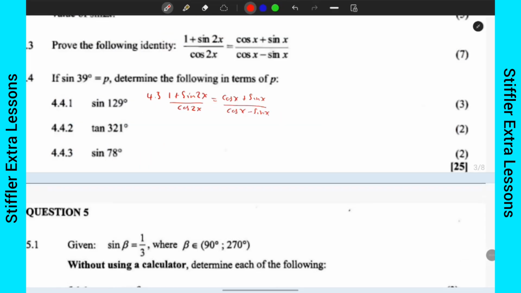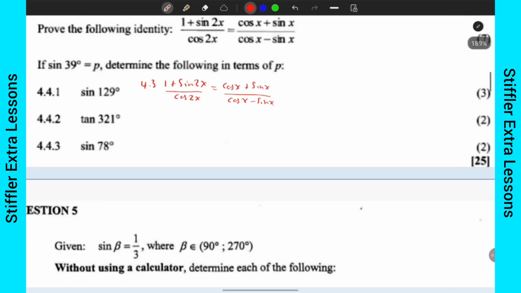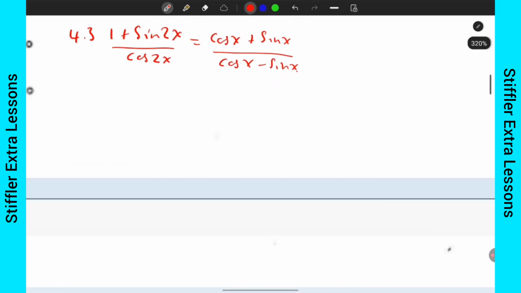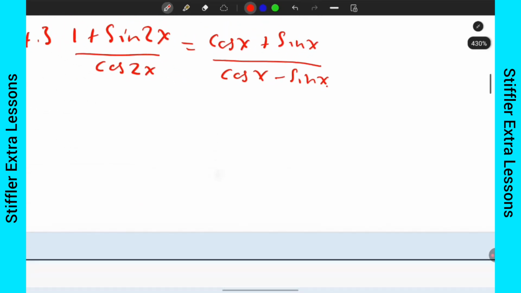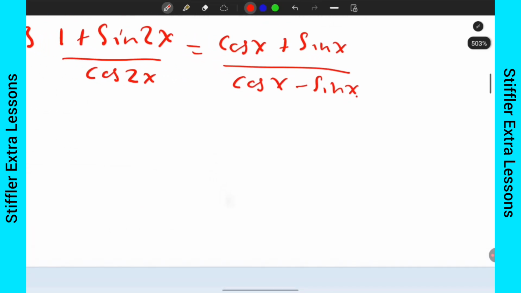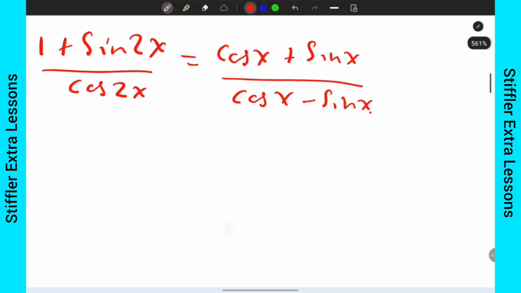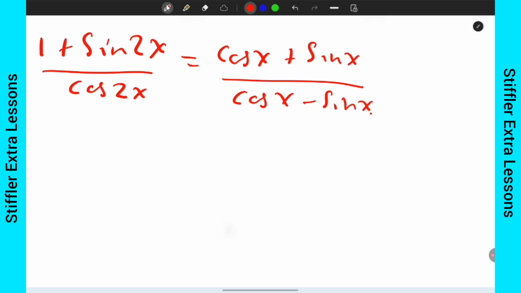So right now we're having a question on proving the identity. Again, 7 marks. These marks should be free. You should get all these marks. So let's see how you are supposed to deal with this question. Proving the identity. So this is the identity that we're having. You can see that this side, the left hand side, must be equivalent to the right hand side.